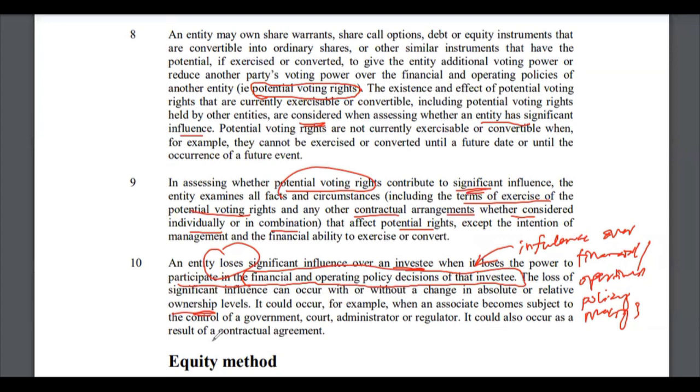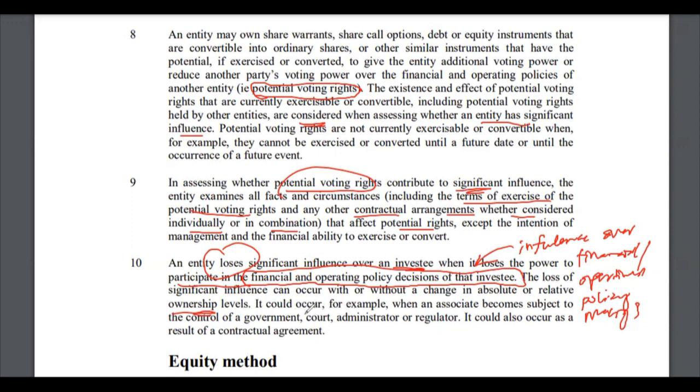So ownership level is just one criterion for assessing significant influence. If the investor has 20% or more investment in an investee, then of course the standard says that you can presume there's significant influence. But if that is not the case, if the investment is less than 20%, then as an accountant you will have to look for whether the entity has significant influence or not, right? So the key thing here is to look for whether the investor has influence over financial or operating policy decisions of the investee.